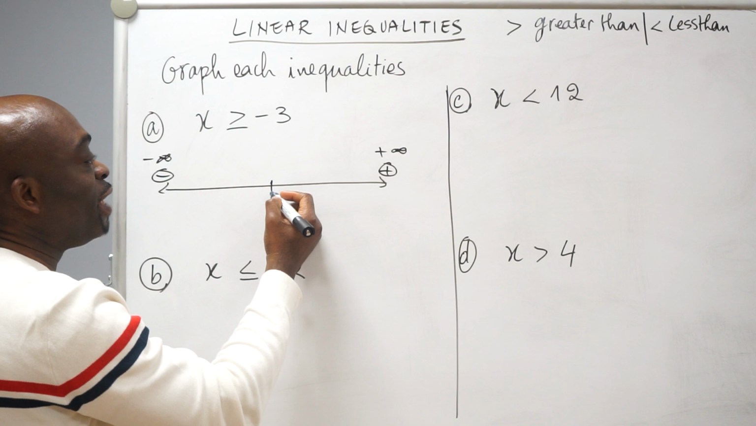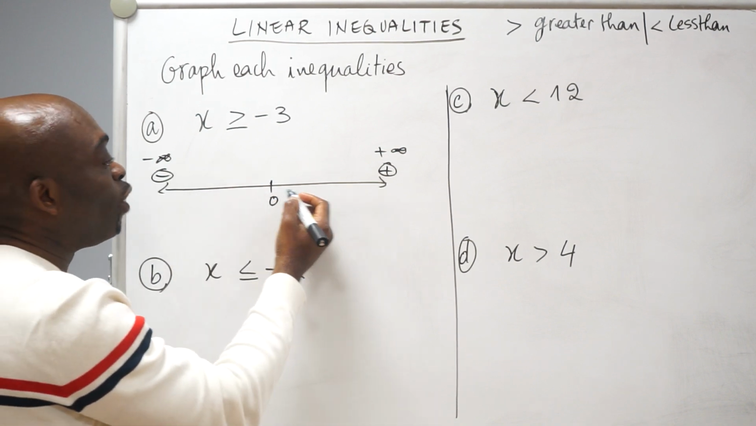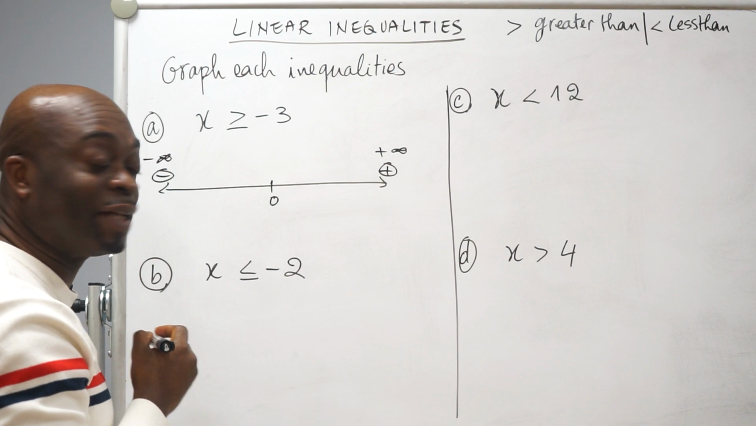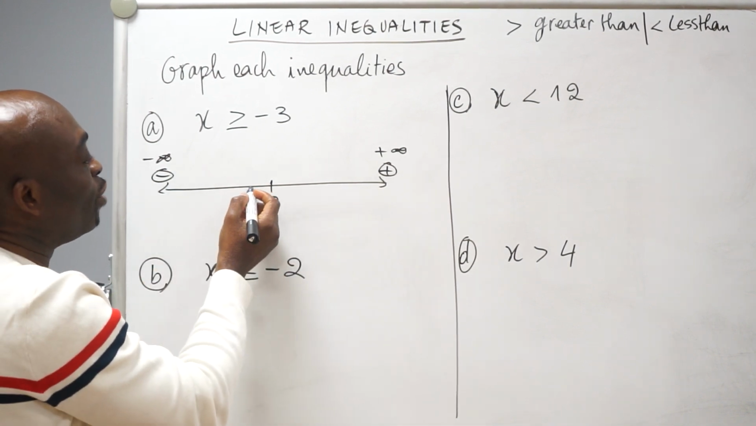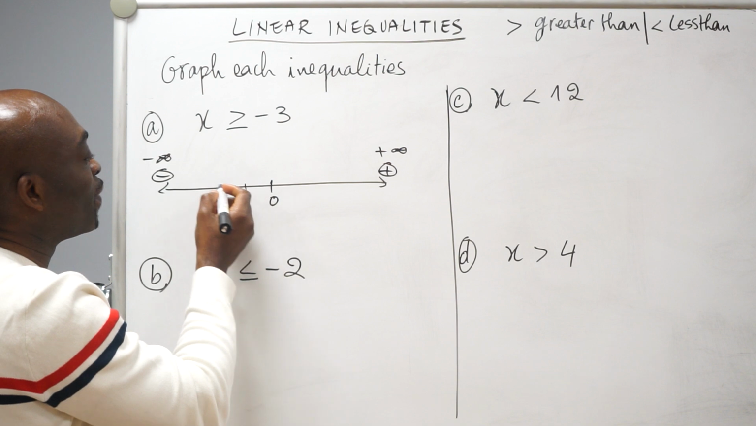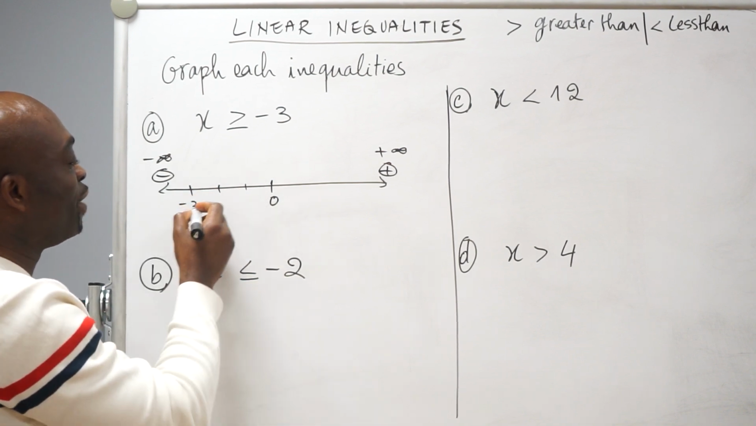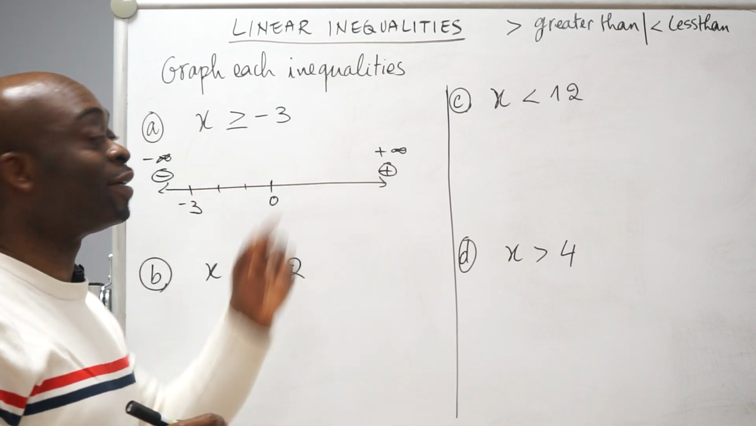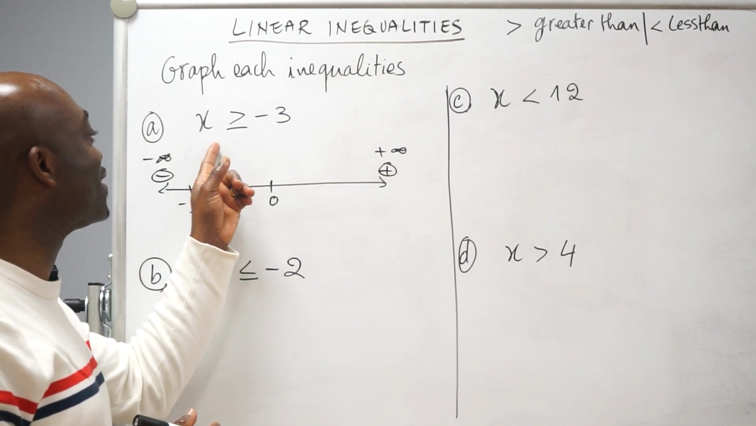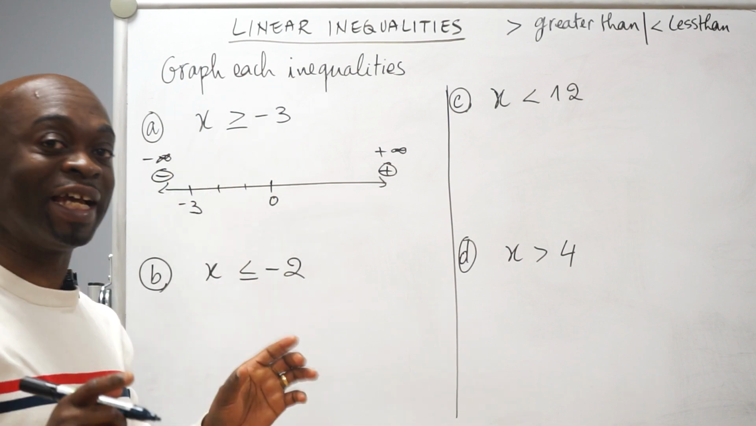Comparing to 0, -3 is on the left side, because all negative numbers are on the left and all positive numbers are on the right side when we are dealing with the number line. So we can have -1, -2, and then -3. So that's number one. Number two now, we've got to graph it. What is this one saying? The statement is x is greater than or equal to -3.